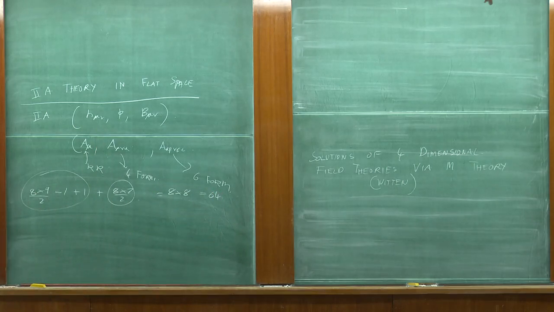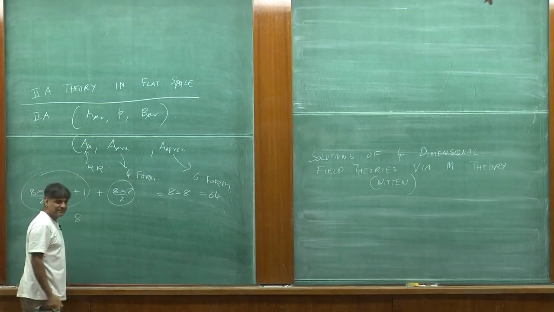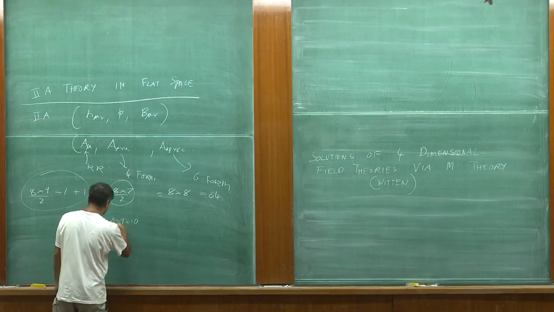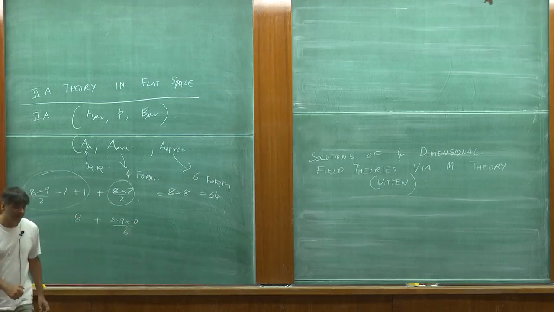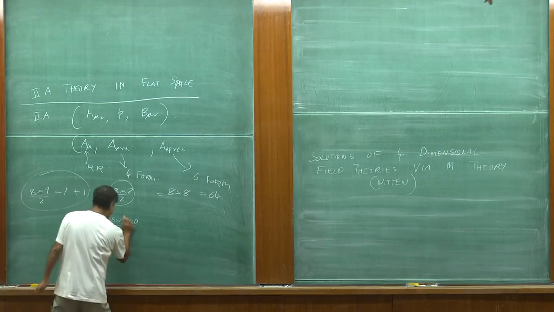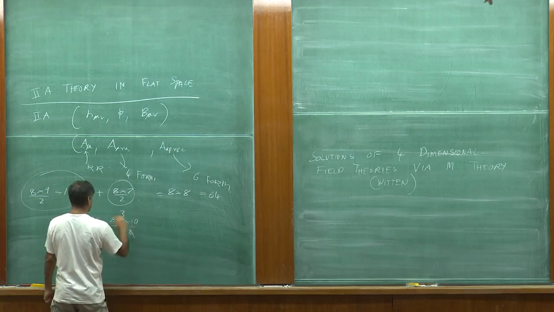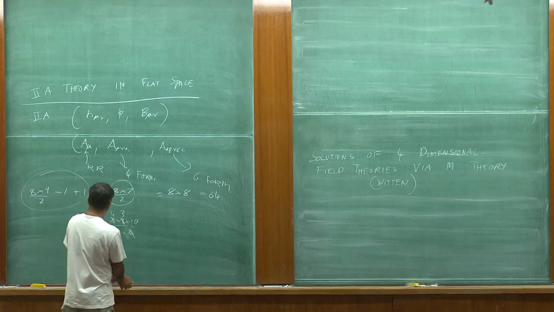What about from the Ramond sector? Well, here you have 8, and here you have 8 into 9 into 10 divided by 6. So that's 2 and 4. So I've done something wrong.